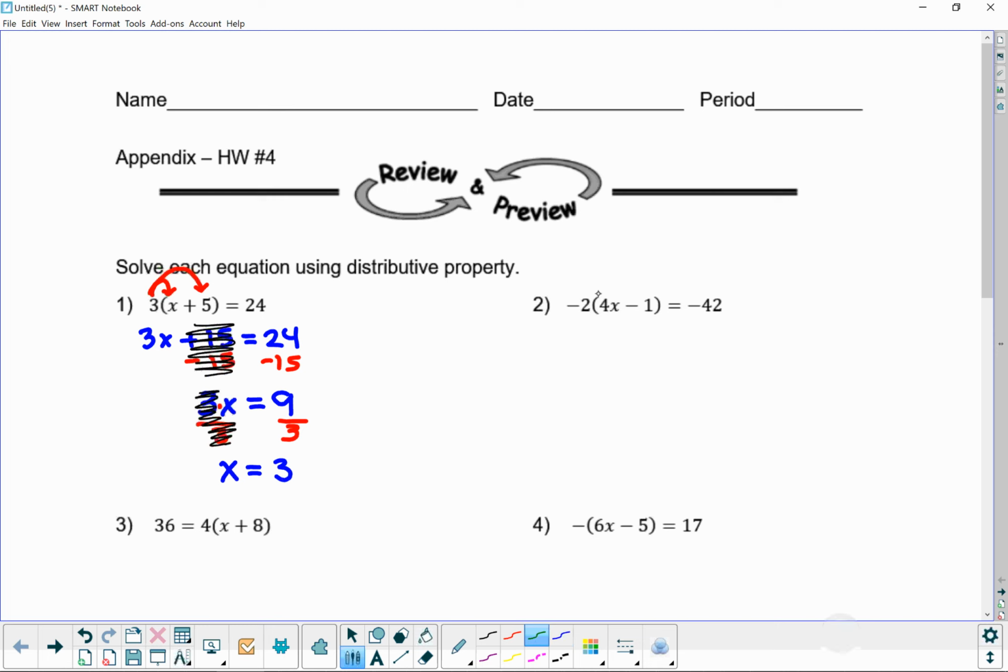Number 2, again, inverse operations. So let's go ahead and do negative 2 times 4x and negative 2 times negative 1. And so negative 2 times 4x is going to be negative 8x. And negative 2 times negative 1 is a positive 2. Copy the rest down.